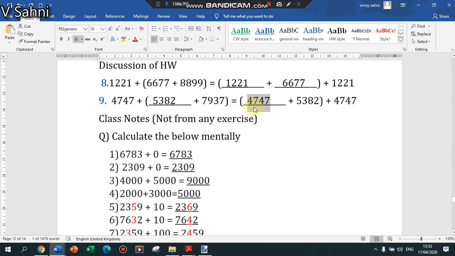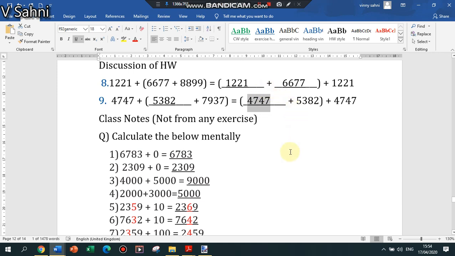Order property is related to what? It is related to change in order in addition. So will that affect addition if there is any change in order? No. If there is any change in order in addition, whether it is a plus b, 1 plus 2 or 2 plus 1, you will get the same answer.